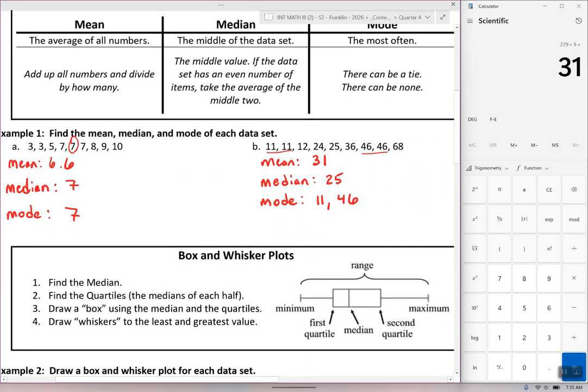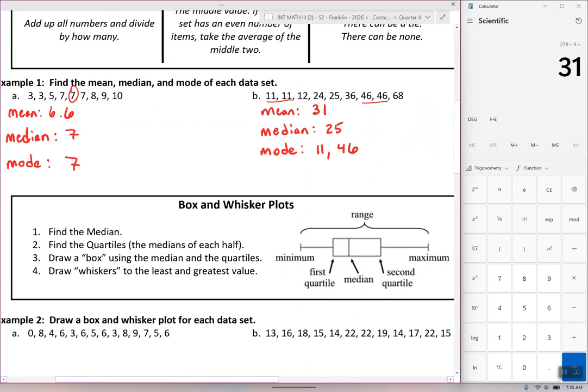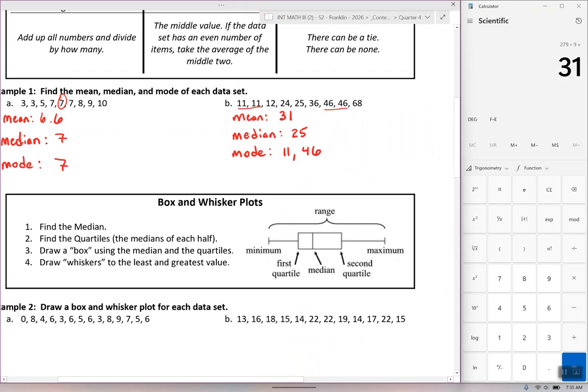Okay, now let's look at what's called a box and whisker plot. So a box and whisker plot is a way to visually summarize how your data is organized, and it uses the median to split things up, and what are called the quartiles, the first or lower quartile and the second or upper quartile. And what that is, it's the median of each half. So it essentially splits your data set up into fourths, 4 equal pieces for how many numbers there are inside.